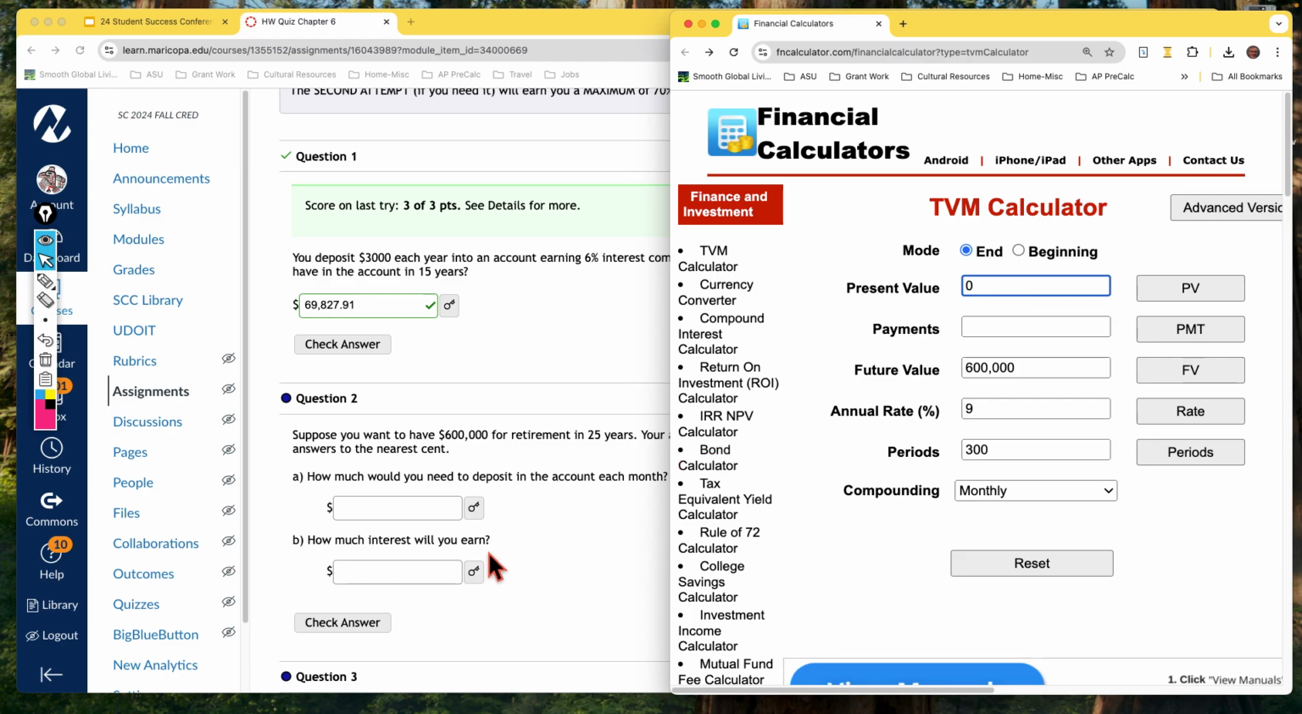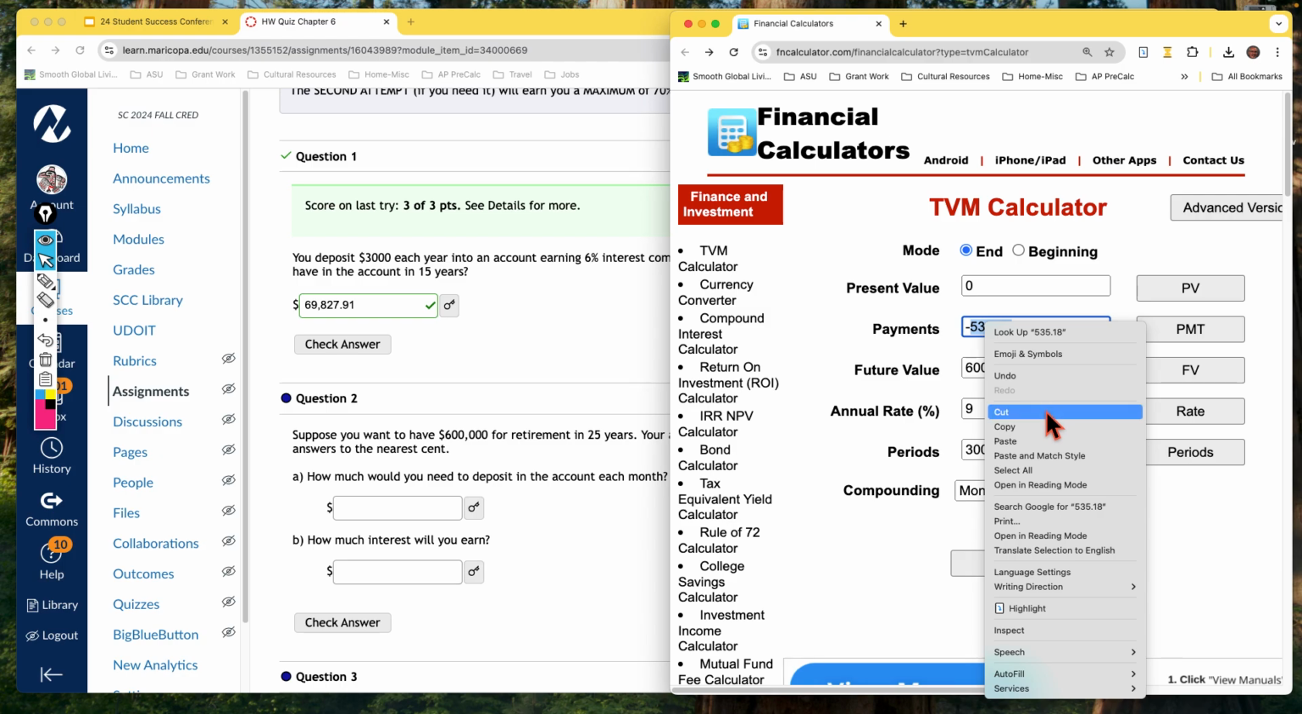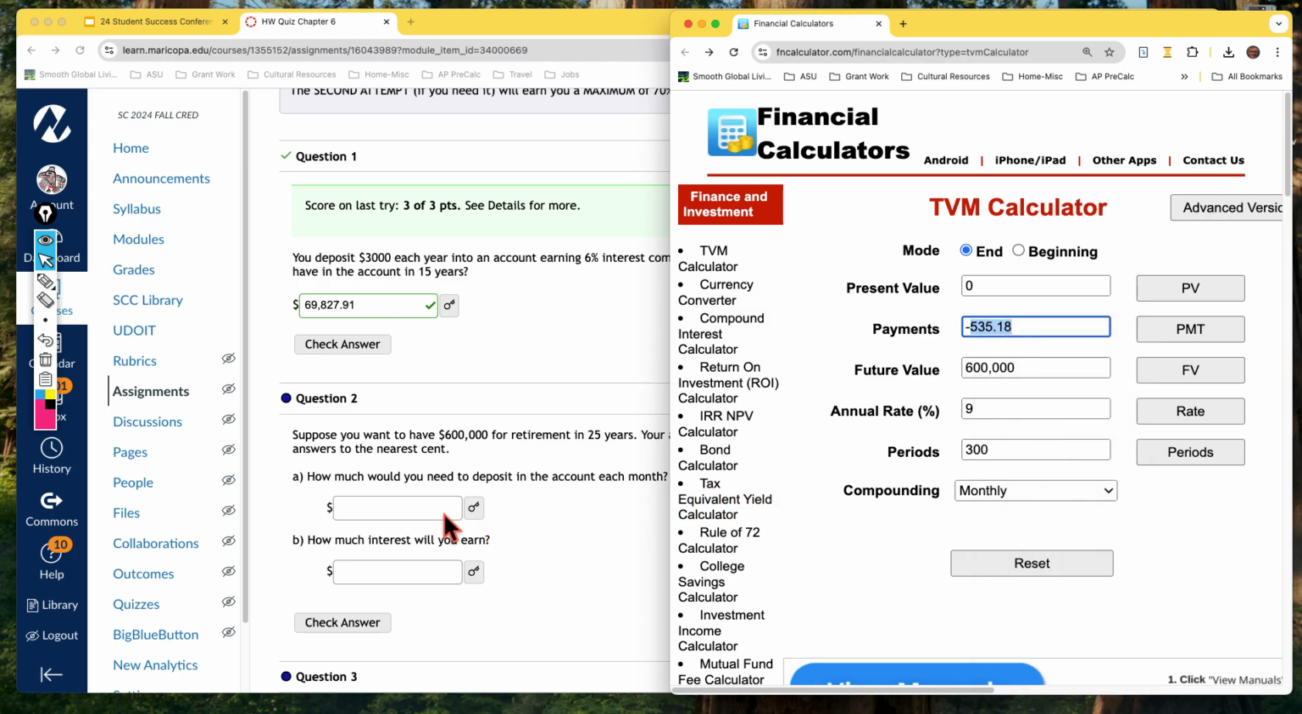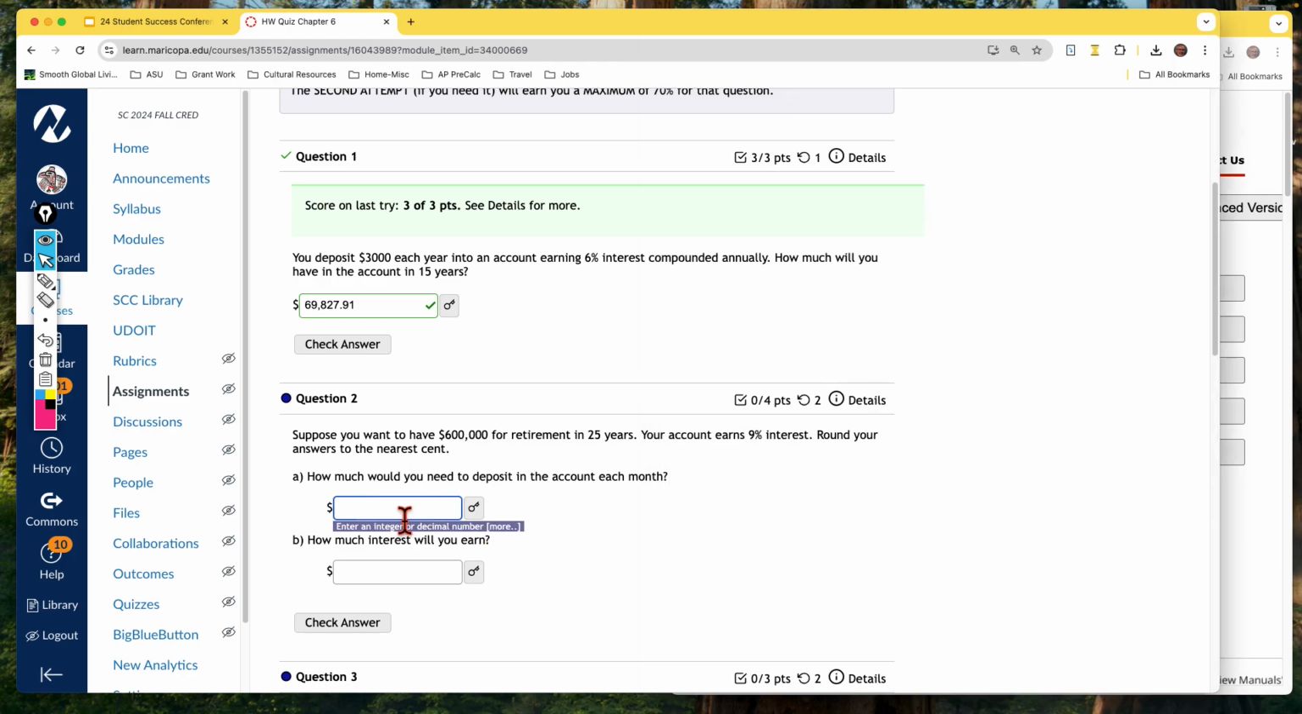And what we want to calculate, how much do we need to deposit? So that's a payment for us. We're calculating the payment. $535.18. Now the negative just means that's money coming out of our pocket. When we put in our answer, we don't put in the negative. Okay, we just put in the $535.18.